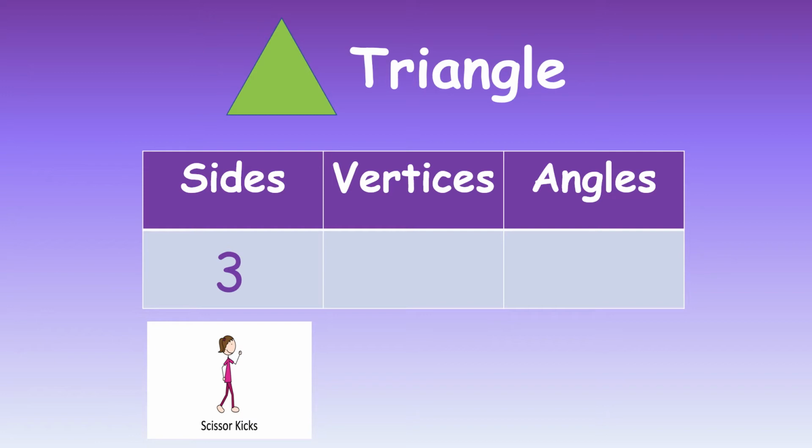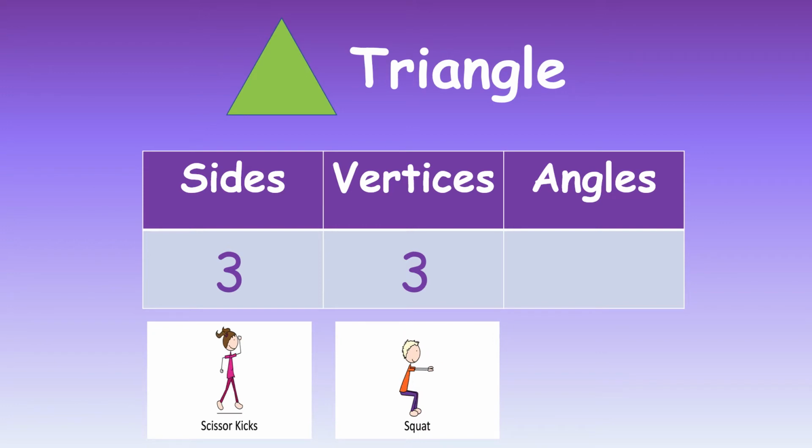How many vertices does a triangle have? Remember, vertices are those points in the corners. Same thing, 3 vertices on a triangle. You get to do 3 squats.